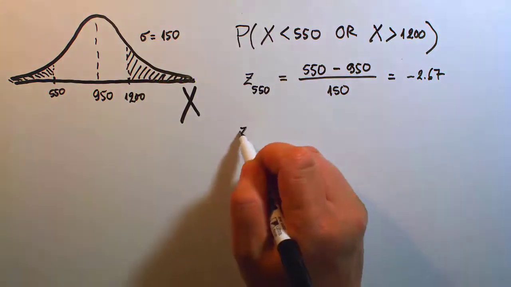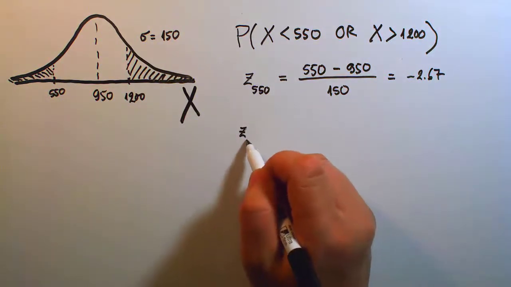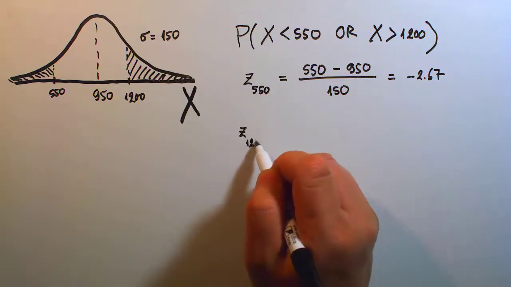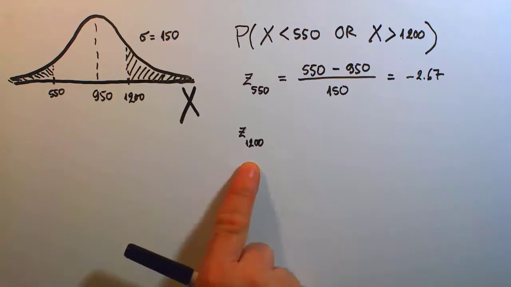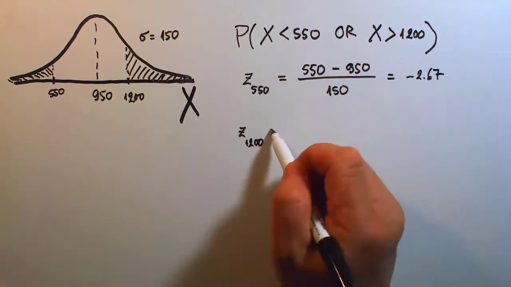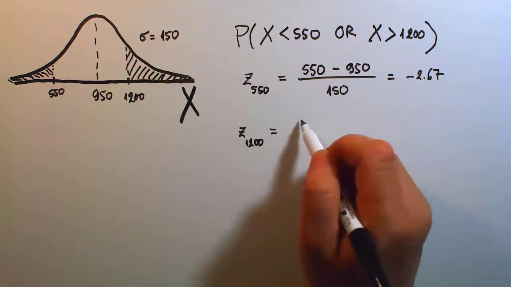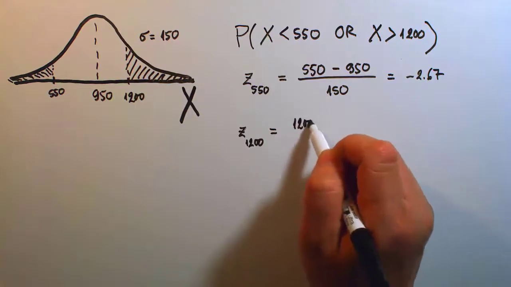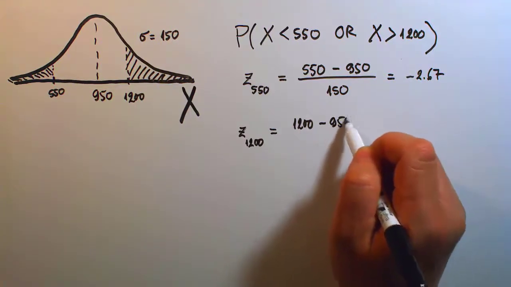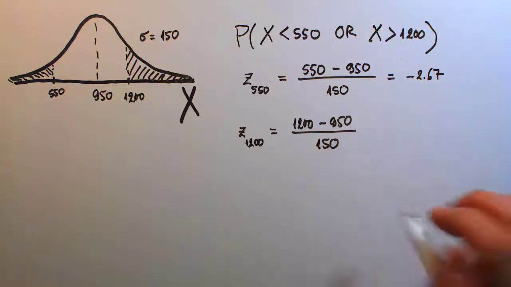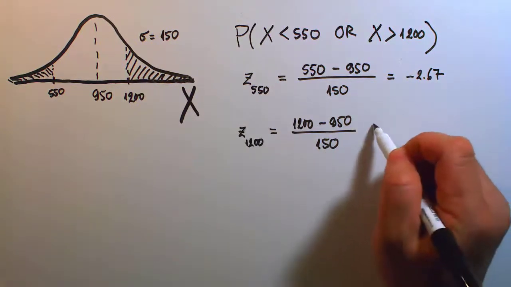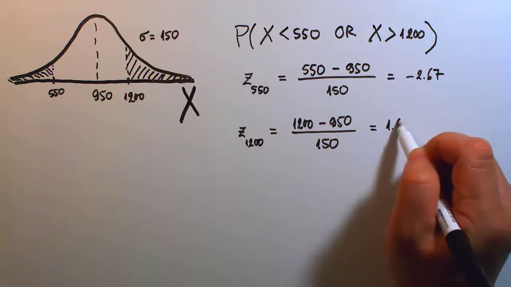And the z-score for the other value of x. Now I'm going to use z-score with a subscript 1200, just simply to indicate that the z-score we're about to find is for 1200. The math here is 1200 minus 950 divided by 150. Calculation comes out to be 1.67.